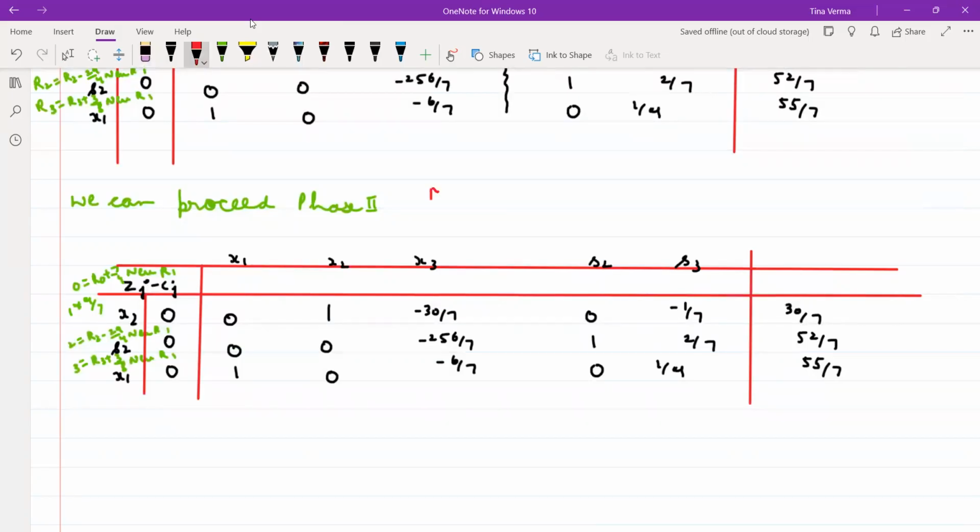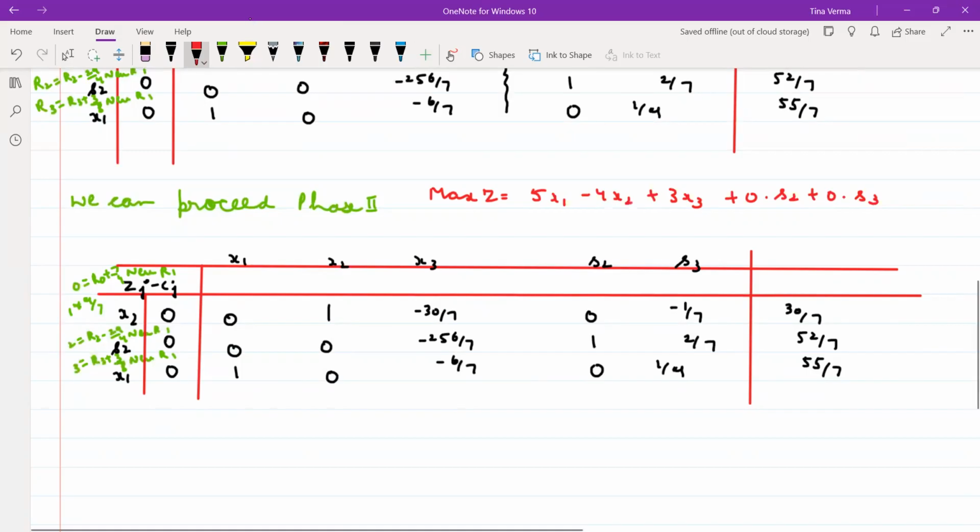So we will consider the actual objective function which was given to me, 5x1 minus 4x2 plus 3x3, and corresponding to your slack variables, it should be 0 into s2 and s3. So what is the thing? We only have to calculate my zj minus cj. My zj minus cj, you can do it in two ways. Either you can use the formula, that is zj minus cj is nothing but cb into alpha j minus cj.